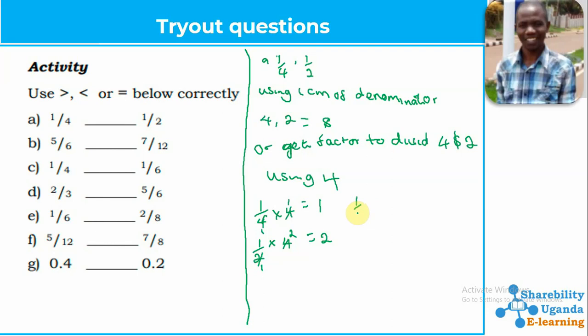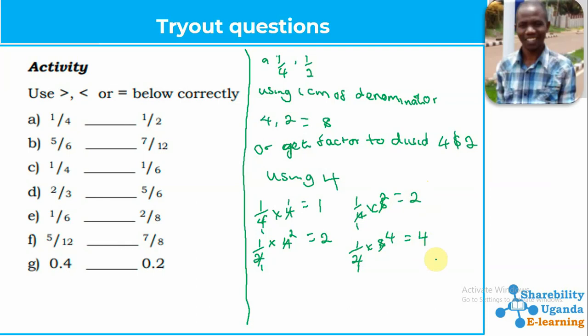Let's use it. 1 out of 4 times our 8. We get 1 by 4 over 2 by 4, so our answer here is going to be 2. Then 1 out of 2 times 8: 1 by 2 over 4 by 2. So when you see here, our answer is going to be 4.